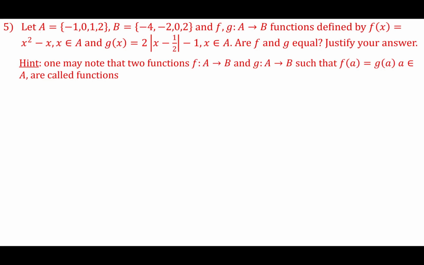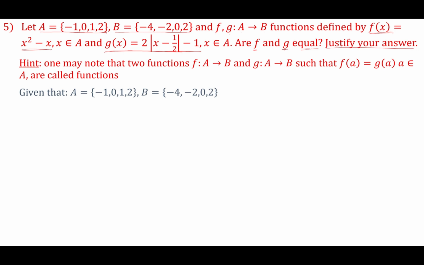Question 5. Set A has 4 elements and set B has 4 elements, and functions f and g from A to B are defined by f(x) = x² − 1 and g(x) = 2|x − 1| over x − 1 (as spoken), where x belongs to A. We have to check whether the functions f and g are equal and justify your answer.